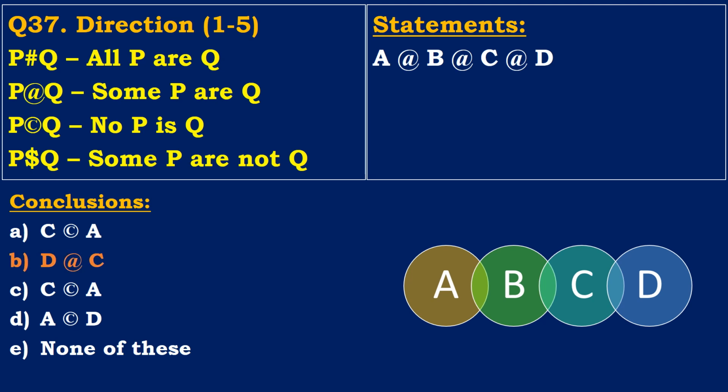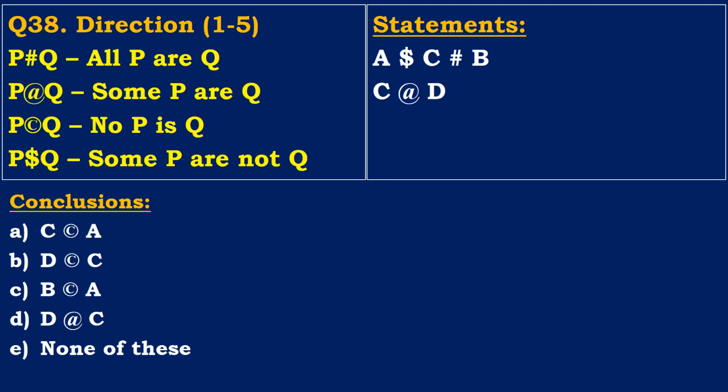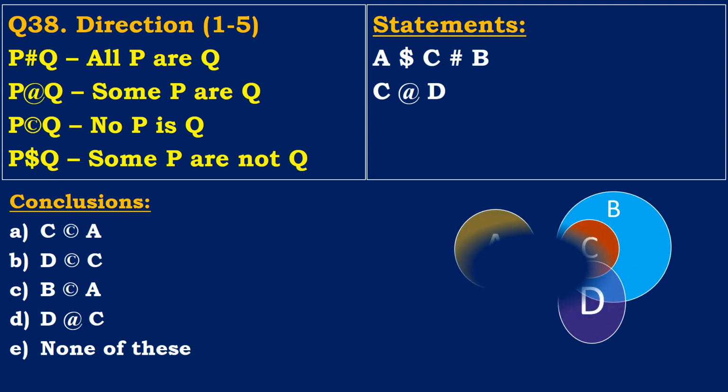Challenge 38. A $ C # B, C @ D. Conclusions. C © A, D © C, B © A, D @ C, none of these. D @ C. There is a direct relationship between C and D or D and C. Hence, this conclusion follows the statement.